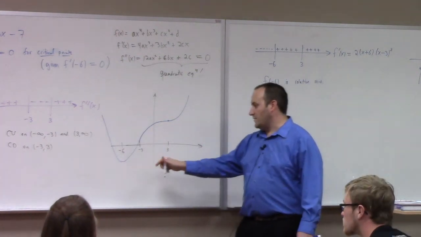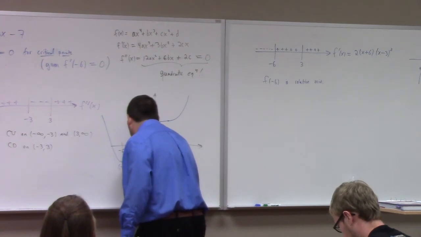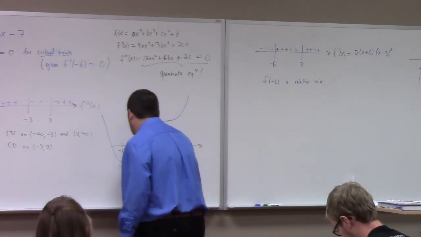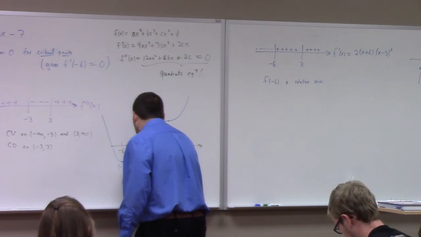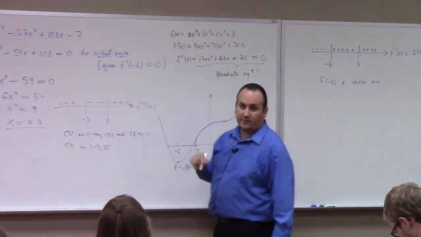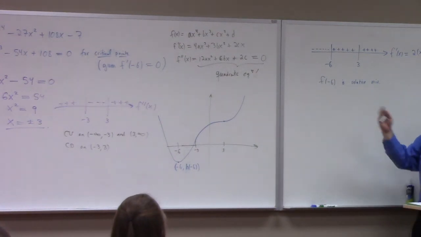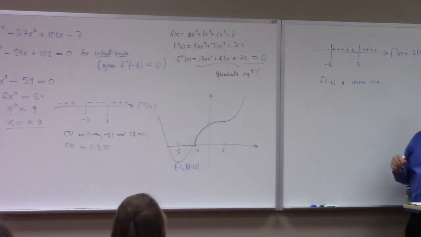I actually don't know where this is. I know it's h of minus 6, but I don't know what the value of h of minus 6 is without plugging in minus 6 into that formula. I don't really want to do that because I don't have a calculator, and it would take me a while. But that's the shape of the graph, given the data that we have.